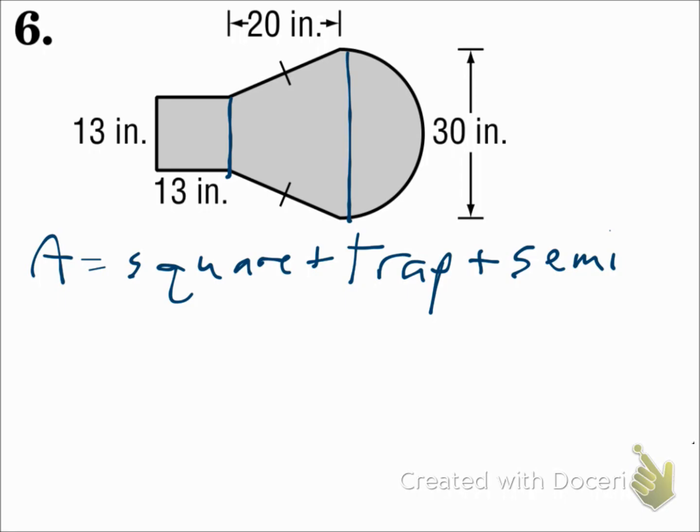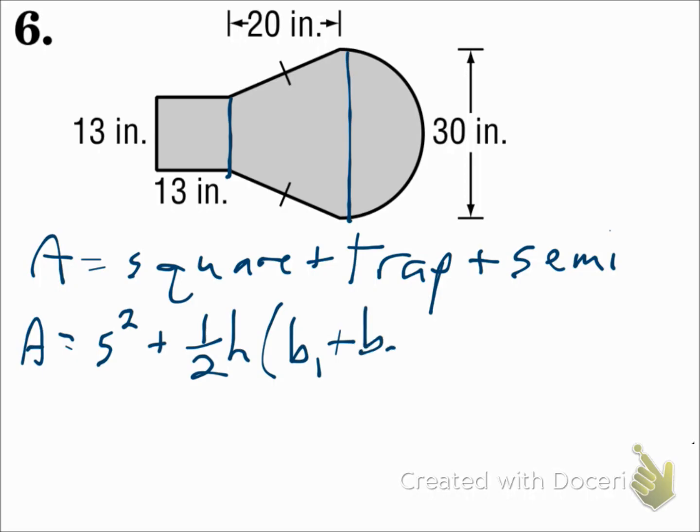So I can add up the areas of each one. The formula for the area of a square is s squared. The formula for a trapezoid is half height times the sum of the bases. And the formula for a semicircle is half pi r squared. Let's substitute the values in now.